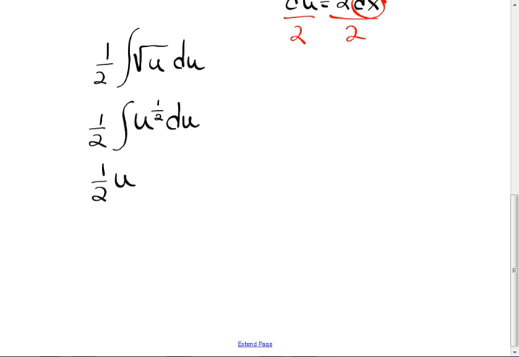So we're going to add 1 to 1/2 and get what? 3/2. Dividing by 3/2 is the same as multiplying by 2/3. Plus C. So it's 1/3. And what was u? Oh, 2x plus 1.